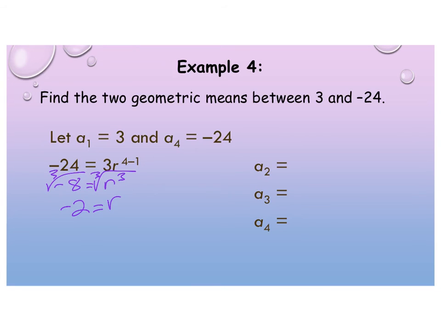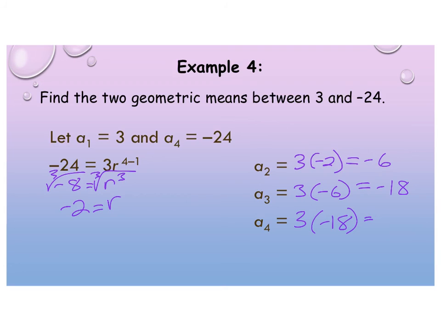So a sub 1 is 3. A sub 2 is going to be 3 times negative 2, which is negative 6. A sub 3 is 3 times negative 6, or negative 18. And 3 times negative 18 should be our negative 24. And it's not. Hang on.